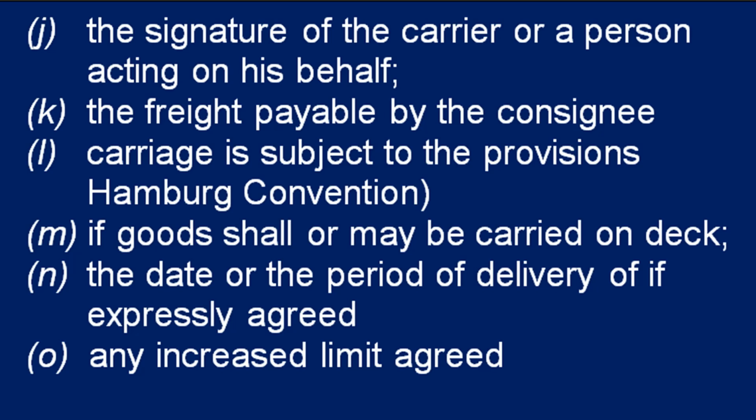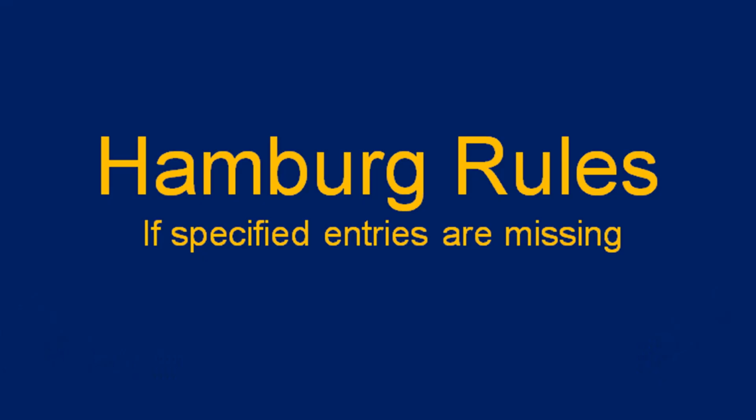15(l), the statement that the carriage is subject to the provisions of the Hamburg Convention. 15(m), if the goods shall or may be carried on deck. 15(n) is the date or the period of delivery if expressly agreed. 15(o), any increased limit of liability if agreed. This additional information is specified only under the Hamburg Rules. Now we have seen what is the cargo-related information and what is the additional information that should be there in the bills of lading.